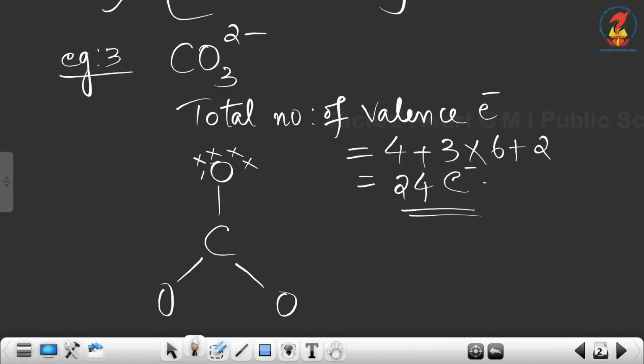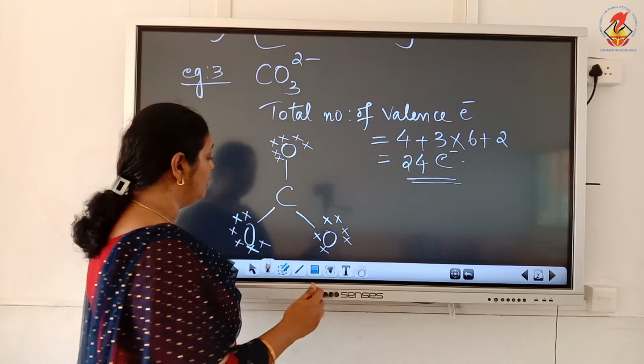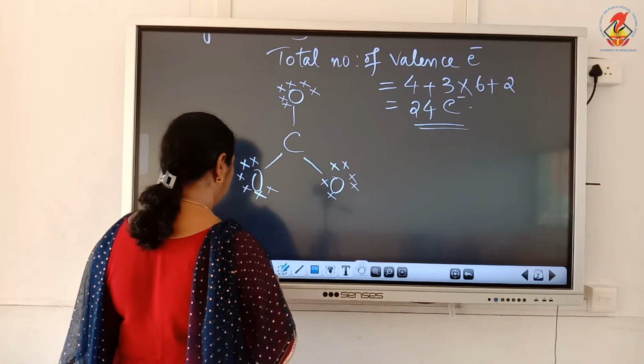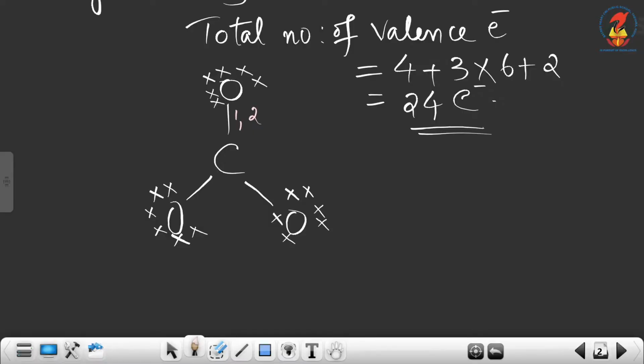1, 2, 3, 4, 5, 6, 7, 8, this bond. Now this oxygen 1, 2, 3, 4, 5, 6, 7, 8. Now this oxygen 1, 2, 3, 4, 5, 6, 7, 8, this bond. Now if I write like this, look at the carbon atom, the octet around oxygen is complete. But the octet around carbon is incomplete. You can see carbon has how many electrons around it. Now this bond will be 1, 2, this will be 3, 4, 5, 6. Only 6 electrons around carbon. But in total we have 24 electrons. 8, 8, 8. 8 threes are 24 electrons.